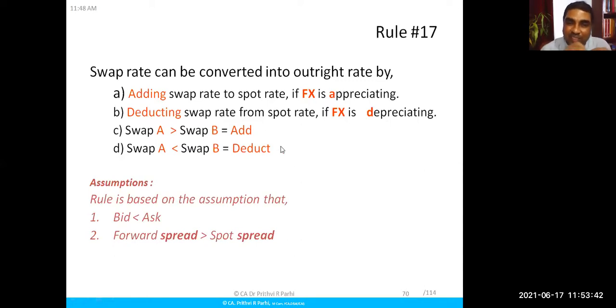That means if it is an ascending order, then straightaway add to the spot rate to arrive at the forward rate. If it is a descending order, then deduct from the spot rate to arrive at the forward rate. I repeat the assumptions once again: bid is less than ask, and forward spread is more than spot spread.